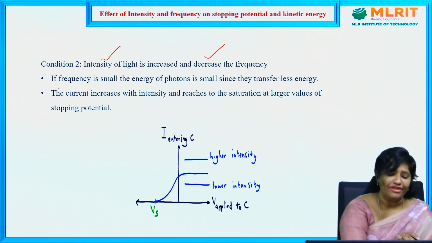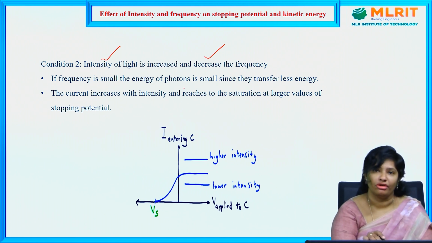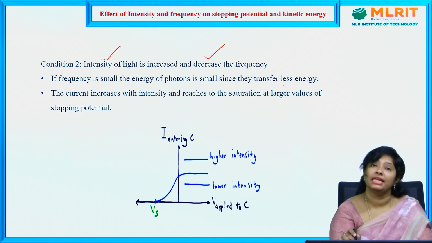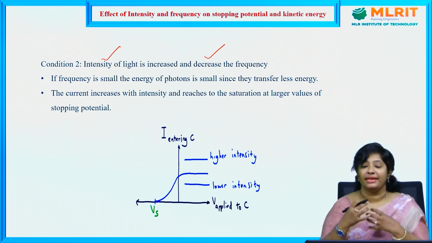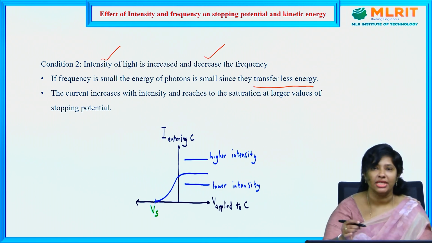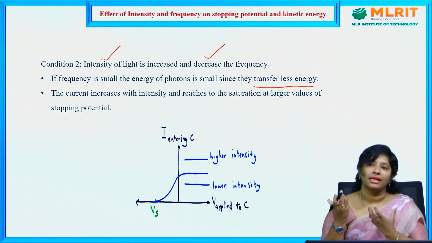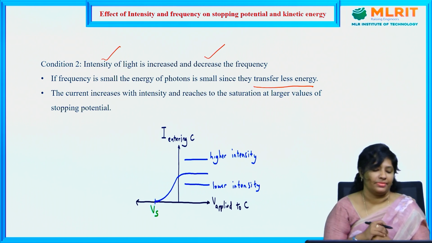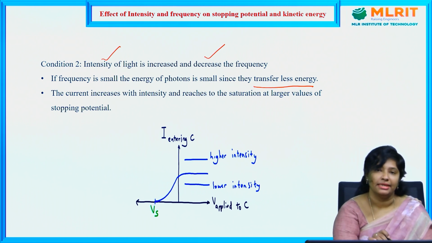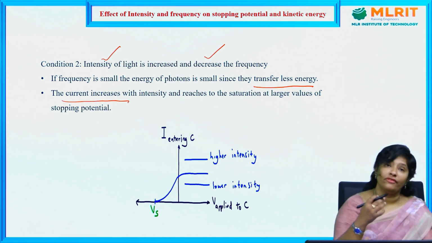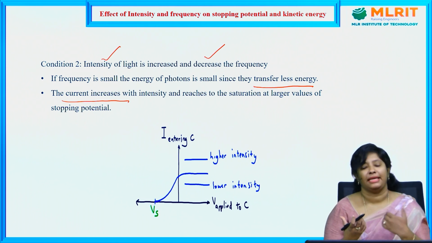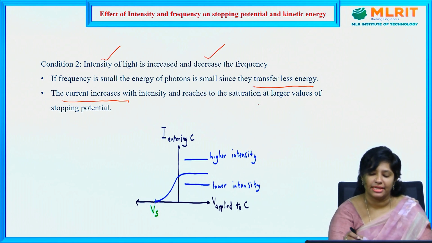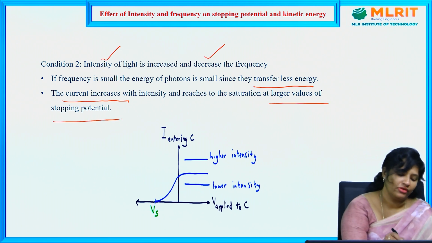See here, if the frequency is small, the energy of photons is small since they transfer less energy. Though more electrons are given, as the frequency is low, they transfer a smaller amount of energy. Because of this, though a bulk amount of electrons are emitted, the energy of all these electrons remains very low. The current increases with intensity. Here, as the number of electrons emitted increases, the photocurrent is increased in this case and reaches saturation at larger values of stopping potential.